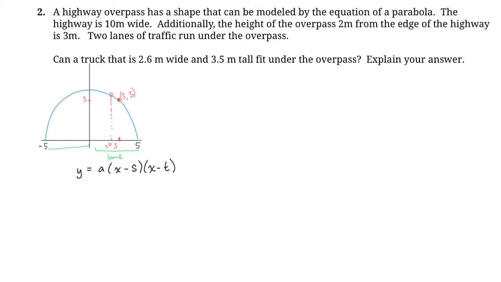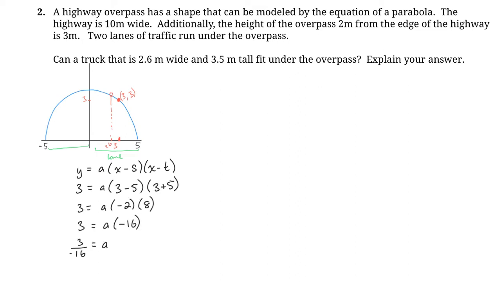So we can input that into the equation and just solve for a. Pause the video and substitute your x-intercepts and your point into this equation, and then find a value for a. If you put in those values and solve for a, you should have gotten that a is equal to negative 3 over 16. We're going to put it into a quadratic equation in factored form. So our quadratic would be y is equal to negative 3 over 16 times x minus 5 times x plus 5.